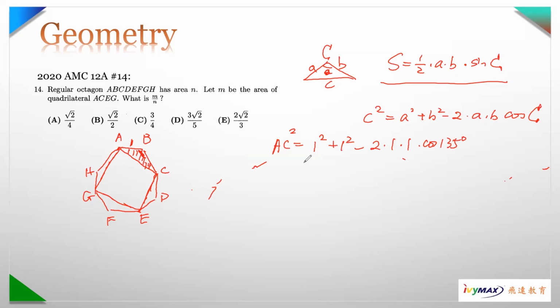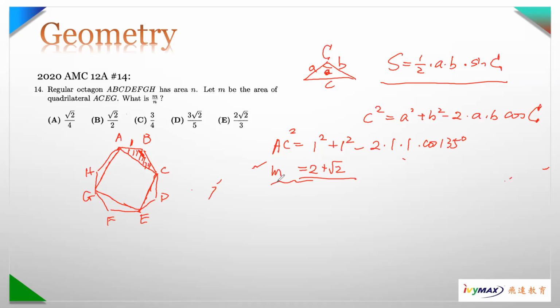And we can get this value, AC should be 2 plus root of 2, right? And also, this 2 plus root of 2 should be the area of this square. Okay. All right. And this is also the value of M. Okay. And then we need to figure out the area of the regular octagon.